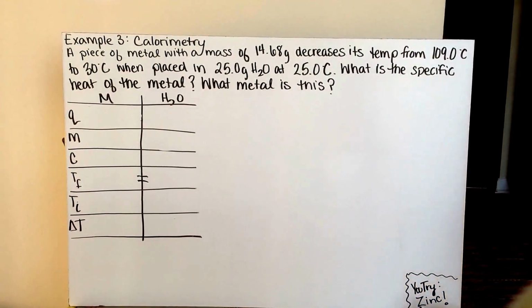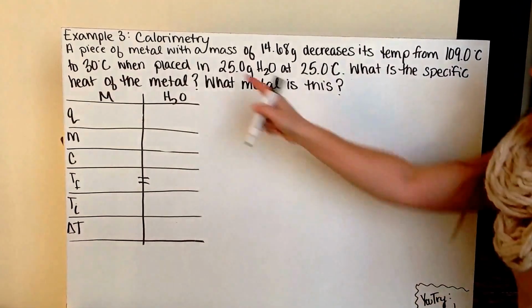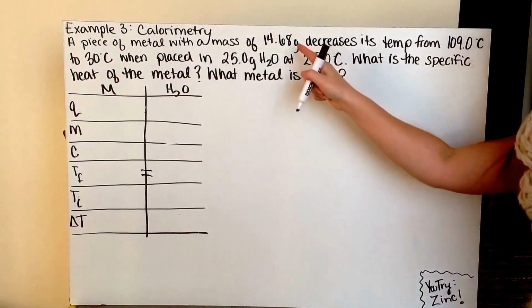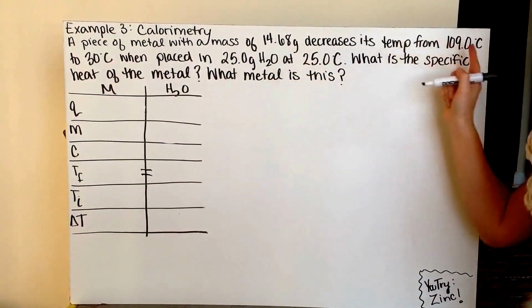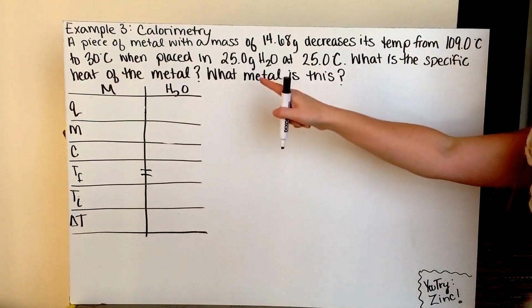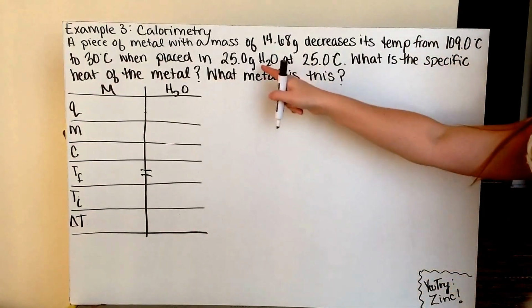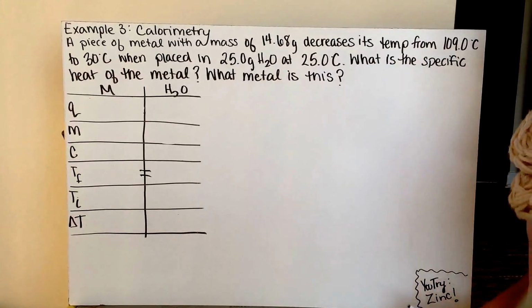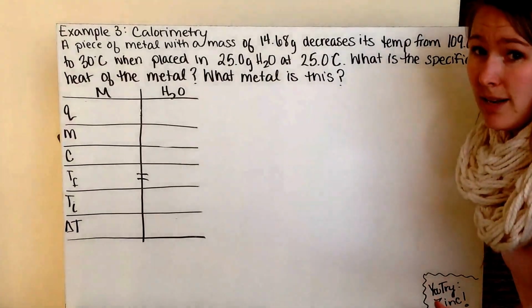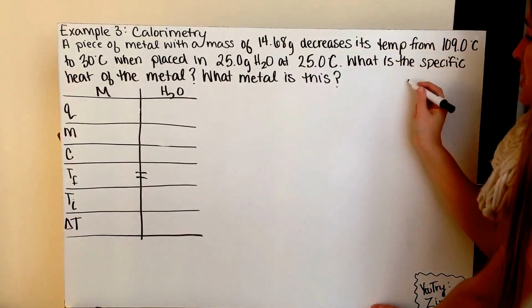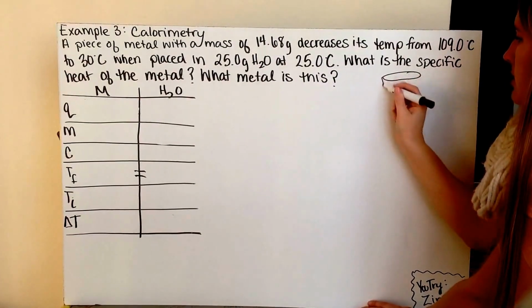Example 3 is going to take it one step further. Here I have a piece of metal with a mass of 14.68 grams, decreases in temperature from 109 to 30 degrees Celsius when placed in 25 grams of water at 25 degrees Celsius. That's a lot of numbers and a lot of words. So I'm going to draw a picture to help myself sort it out first.